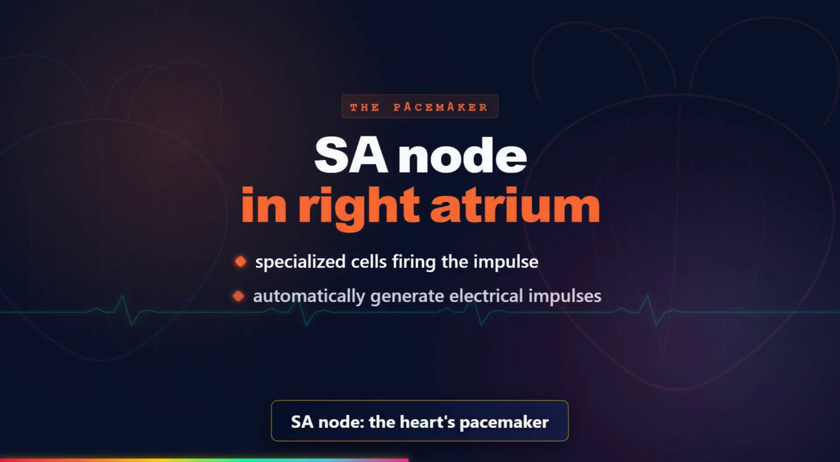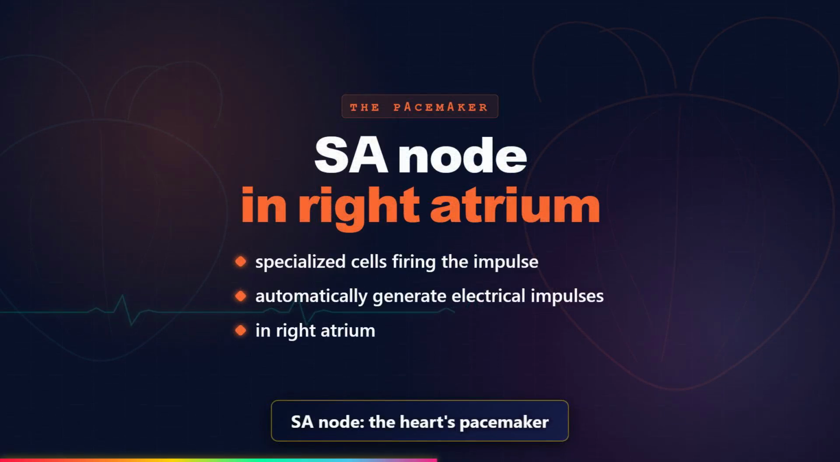Fundamental information. The impulse for the heartbeat comes from the sinoatrial node, the SA node. It sits in the right atrium and is the heart's pacemaker, a specialized cluster of cells that automatically generates electrical impulses.